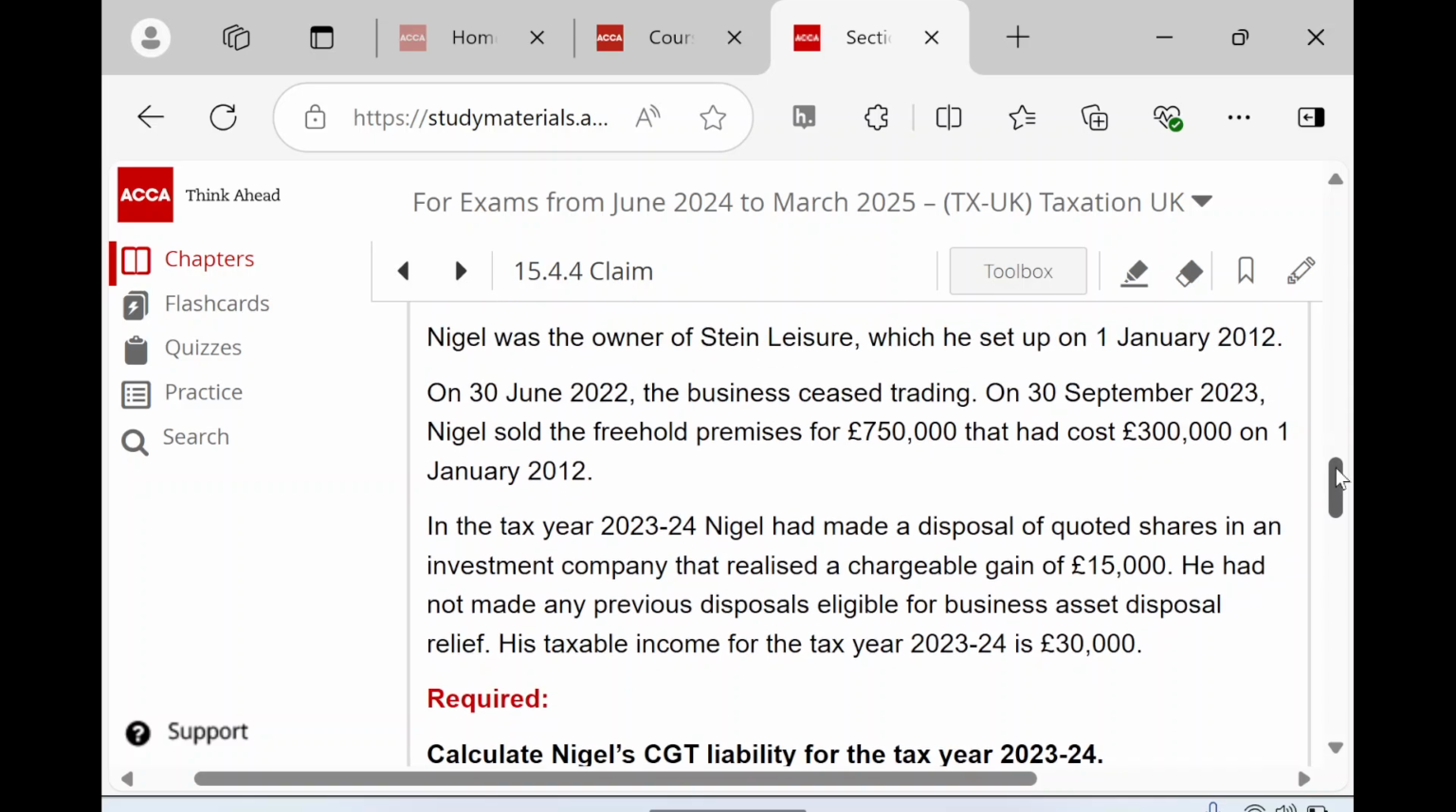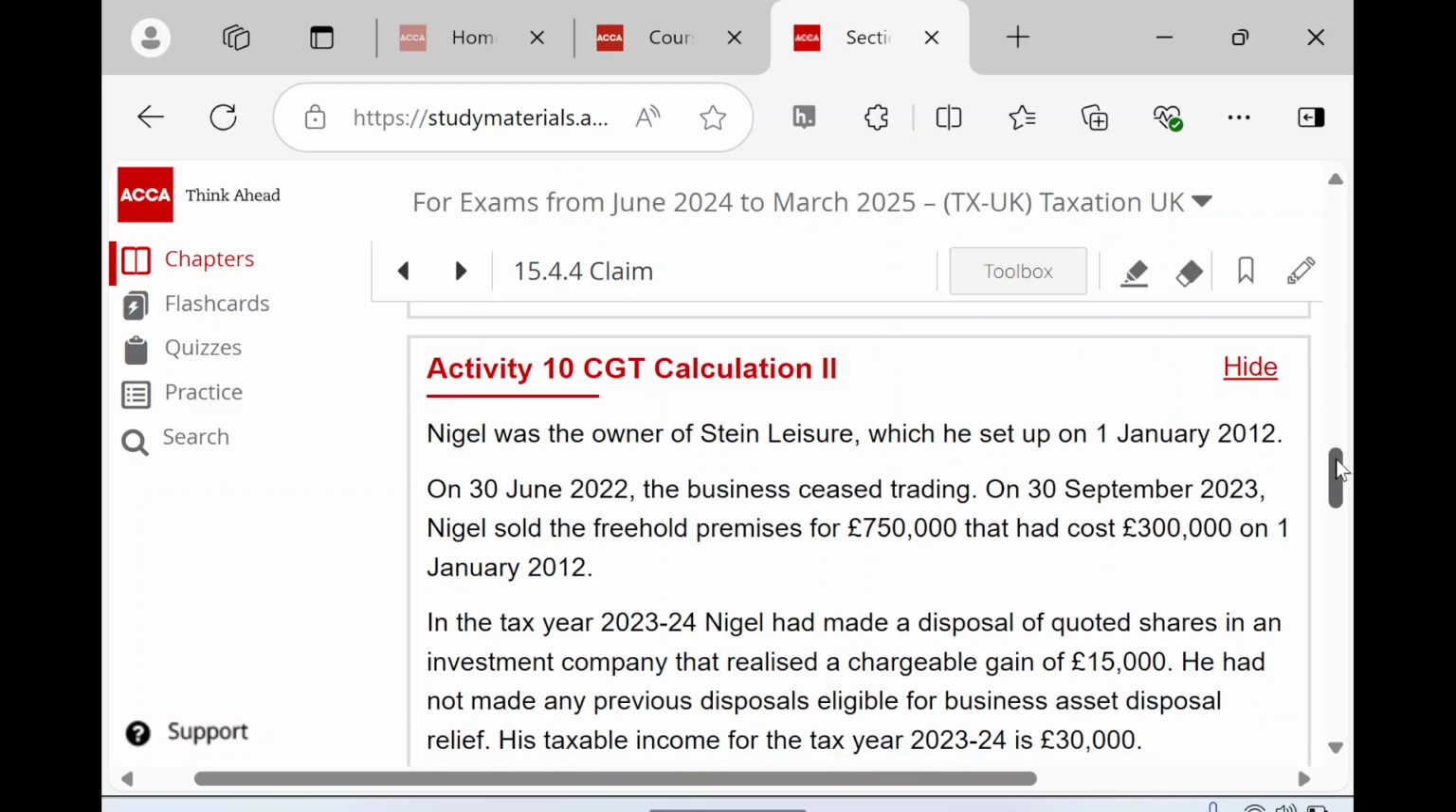Okay, so what's the scenario in relation to this gentleman, Nigel? So looks like he's the owner of a business. He set it up in 2012, and then in our tax year, the business ceased trading. Now, after the cessation, within a fairly short time frame, 30th September 2023, he sold the freehold premises. So in other words, he sold an asset of this business, okay? For $750, it had cost $300.